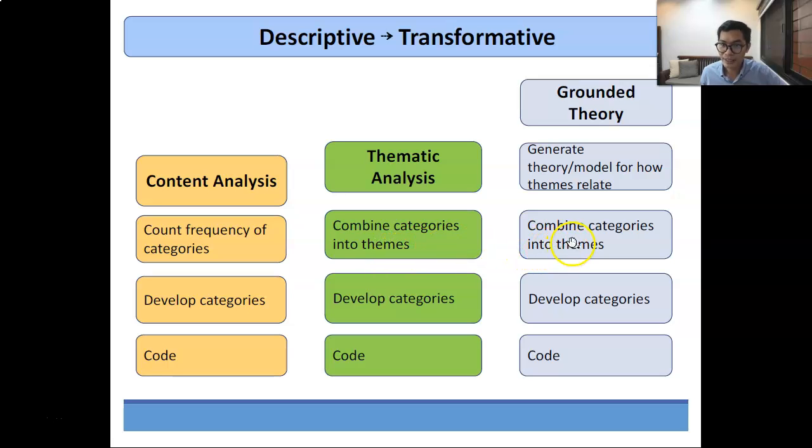And you look at the grounded theory. If you're at this stage, you're doing thematic analysis already. But if you extend by generating a theory or model for how themes relate, that's already a grounded theory approach.